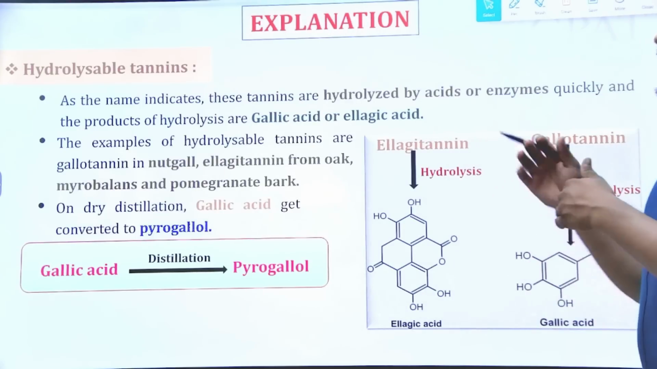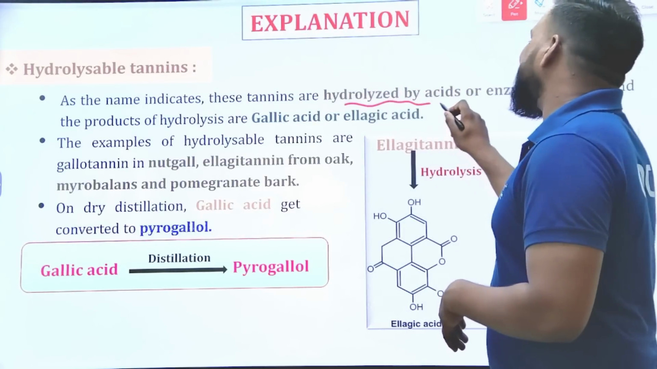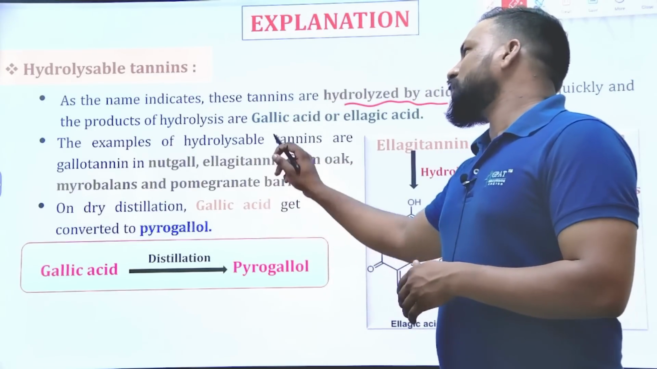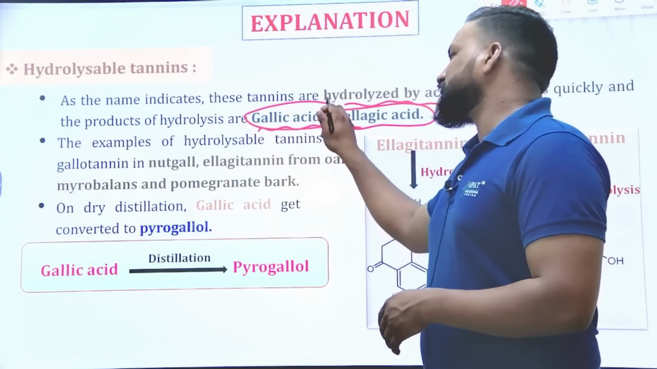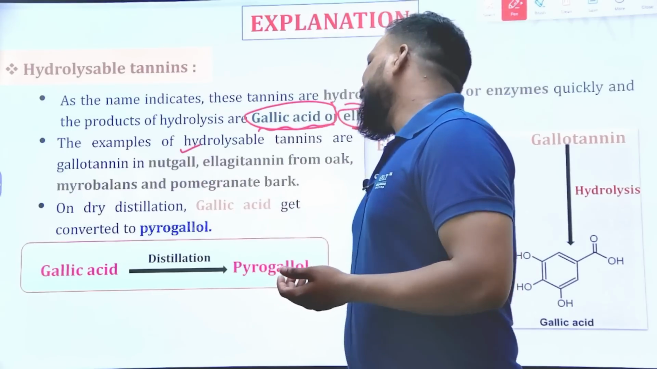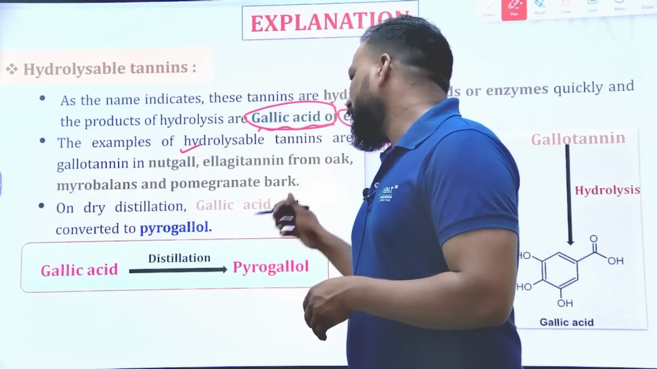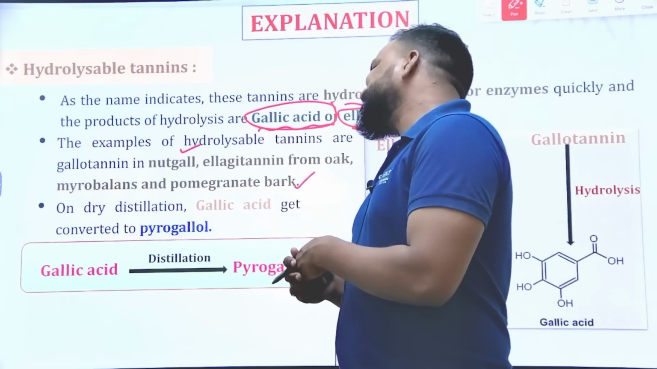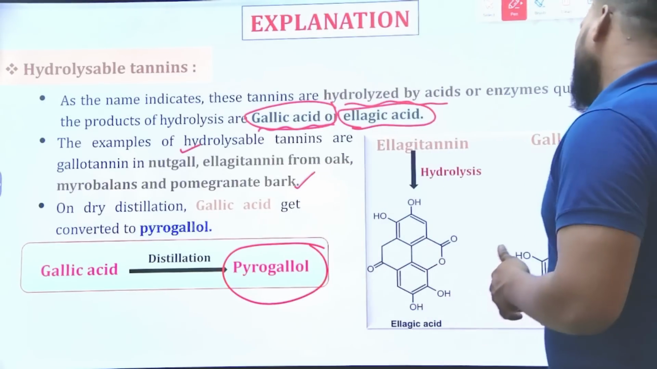As the name indicates, these tannins are hydrolyzed by acids or enzymes, and they quickly give the products of hydrolysis: gallic acid as well as ellagic acid. Some examples of hydrolyzable tannins are nut gall, tannin from oak bark, and myrobalans from pomegranate bark, dear aspirants. Also, on dry distillation, gallic acid is further converted into pyrogallol.